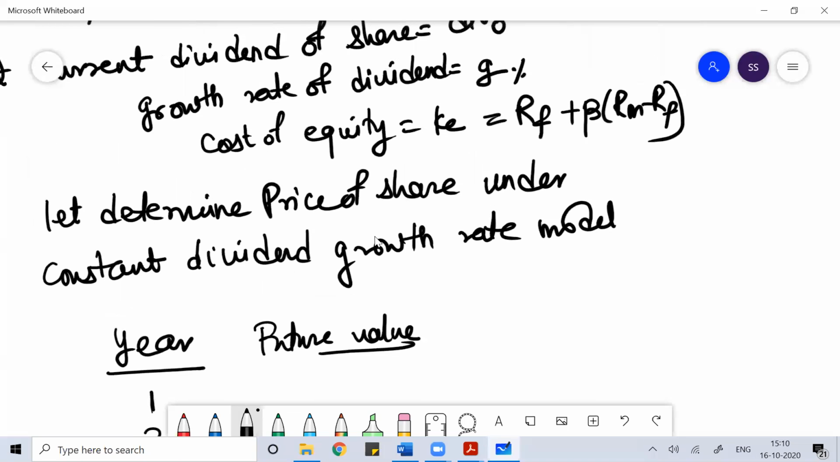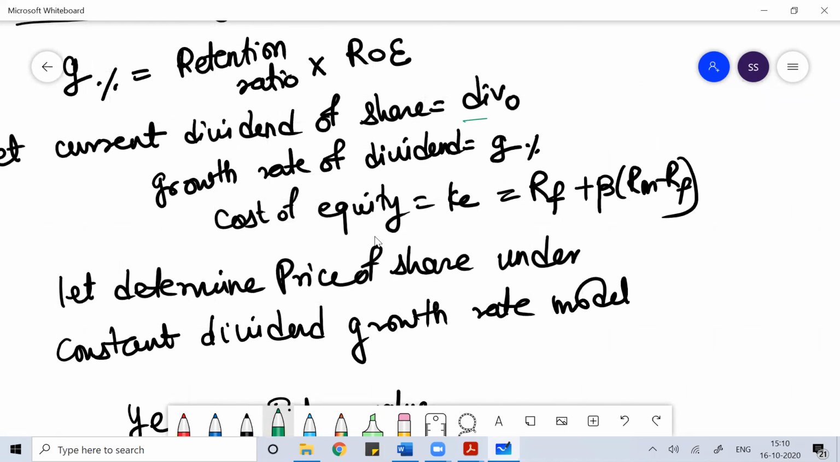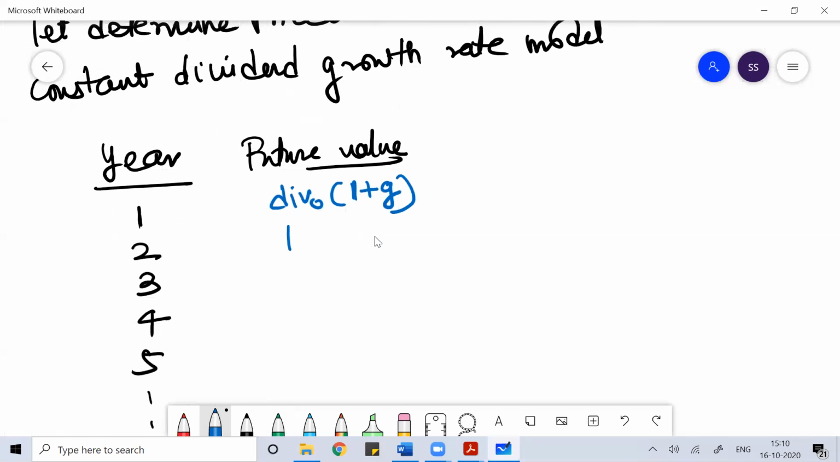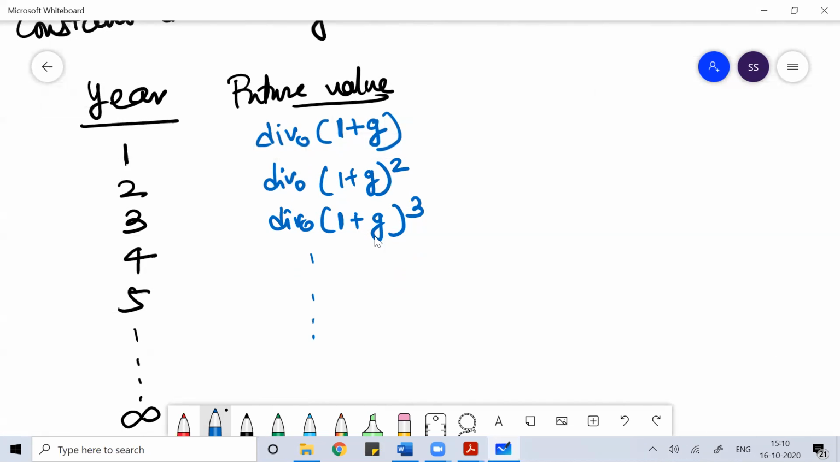Constant dividend growth. Let the current dividend be DIV naught. So what would be the value of the dividend after 1 year? That would be DIV naught into 1 plus g, where the growth rate is g percent. Second year, that would be (1 plus g) squared. For the third year, DIV naught into 1 plus growth rate whole cube, and like this you can continue. For infinite year, that would be DIV naught into 1 plus g percent to the power infinity.